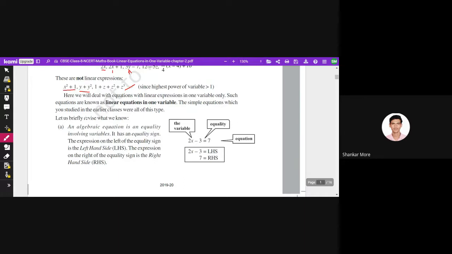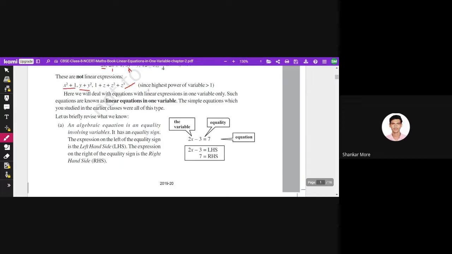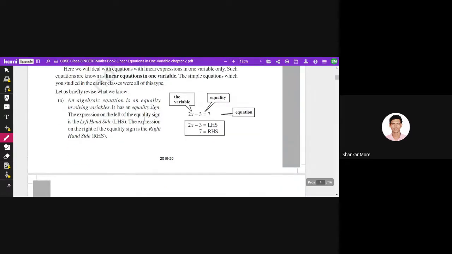The simple equations which you studied in the earlier classes were all of this type. Now we are going to revise. I know you know all of these things, right? These are pretty basic things, but still we need to revise because we sometimes forget some things. So it's better we revise and then we learn the new concepts. Okay, so let's revise whatever we have learned already.